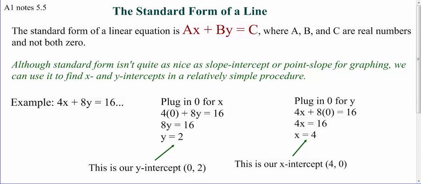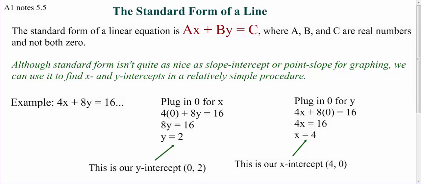Algebra 1 students, welcome to your 5.5 notes. Today we're going to look at the standard form of a line. We're getting a little bit deeper into the idea of graphing lines and what the different forms look like. We looked at slope-intercept form, we looked at point-slope, and now we're going to look at standard.